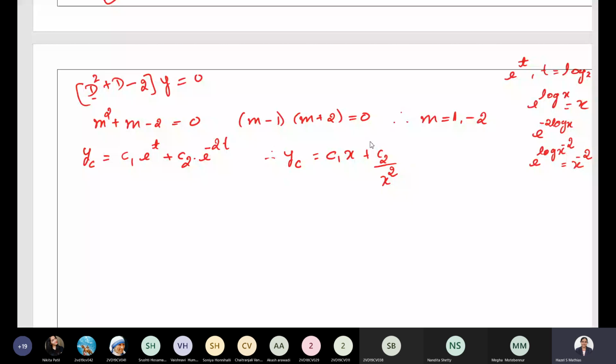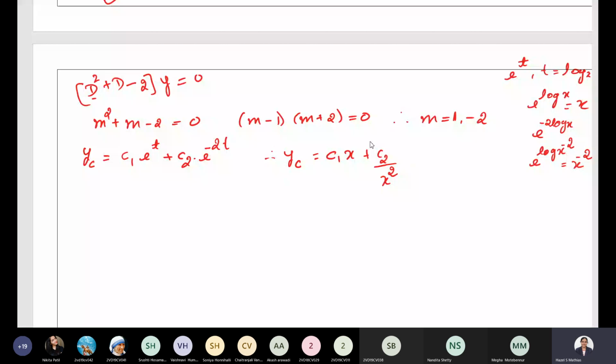Remember, yp is nothing but f of D applied to whatever term we have on the right hand side. That is e power t divided by f of D. This is of the form of some function of t divided by f of D. So we have over here, the term is e power t divided by f of D, which is D square plus D minus 2.